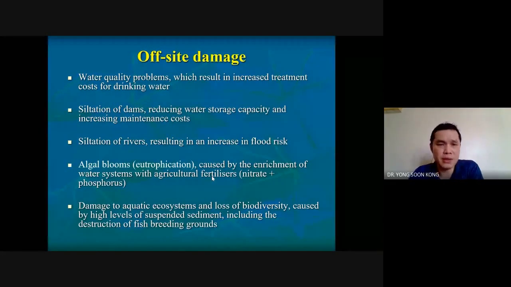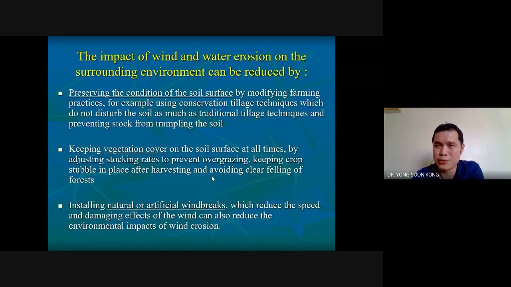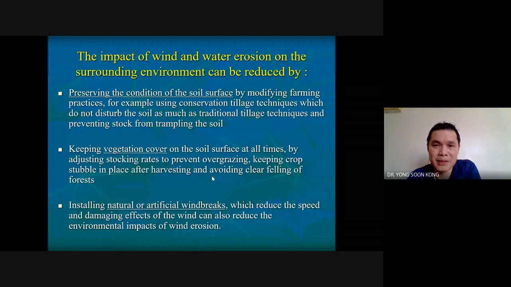So offsite damage: what happens apart from siltation is that you don't have enough water to flush something, or you have too much water that causes damage to the landscape. These are the repeated points that I explained so many times, so you can read it for yourself. These are the details regarding eutrophication as a result of erosion. So go and read it yourself. I don't want to talk about eutrophication because you learned it before in secondary school.